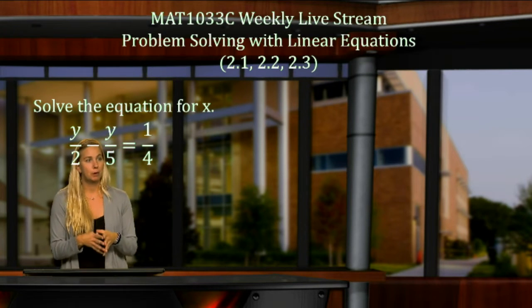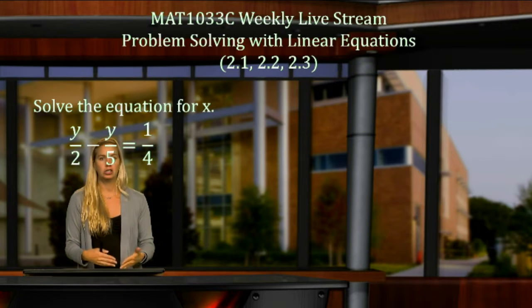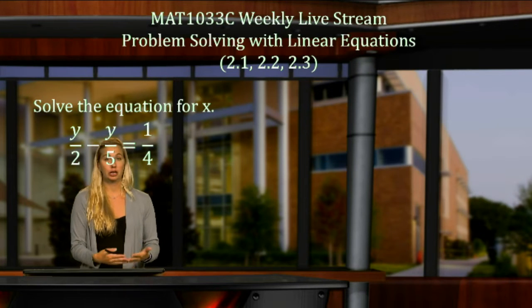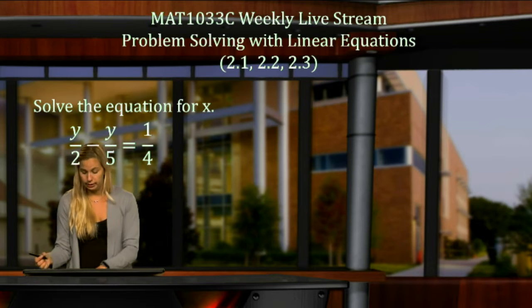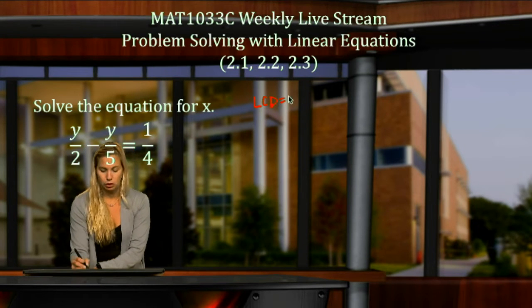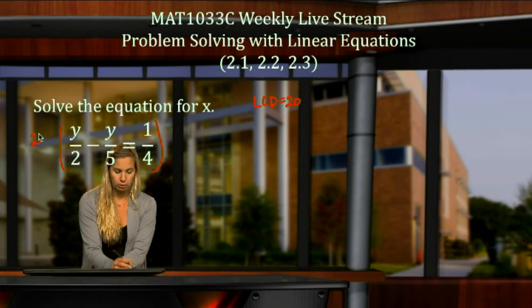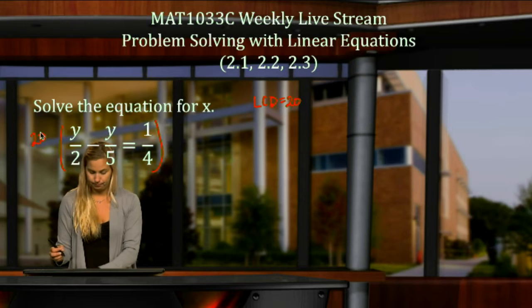So our first example, we are solving the equation for x: y over 2 minus y over 5 equals 1/4. When we're dealing with an equation with rational terms, we want to clear the fractions first by using the LCD. Our LCD for this is going to be 20. So we're going to multiply all terms of the equation by 20.